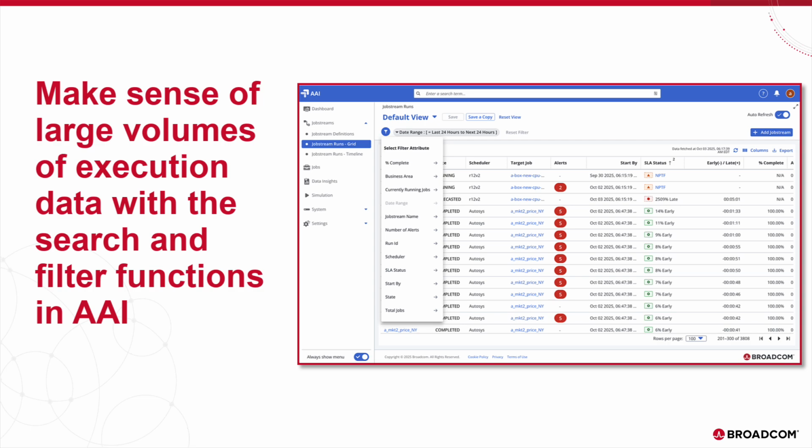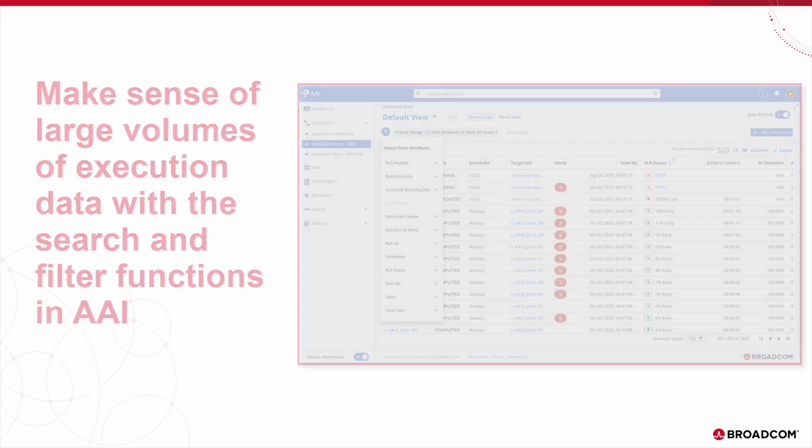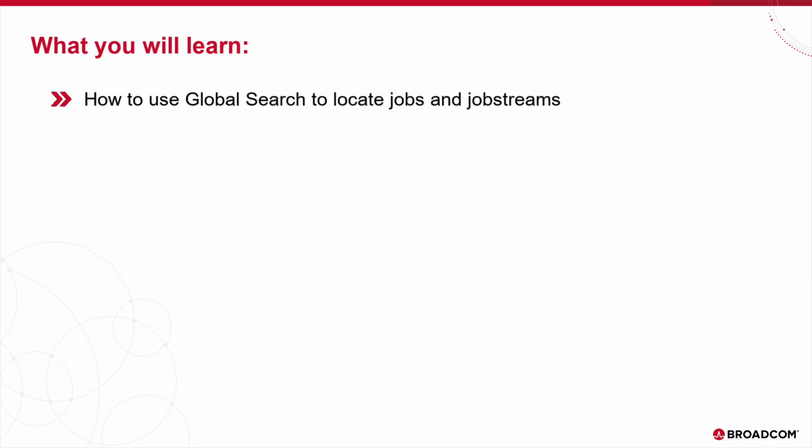We'll begin with global search, then move on to filters, a universal function available across AAI. By the end of this video, you will understand how to use the search and filter options in AAI. You will learn how to use global search to quickly find jobs and job streams. Apply the filter function across data views in AAI.